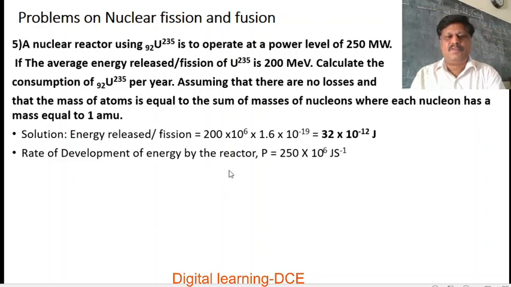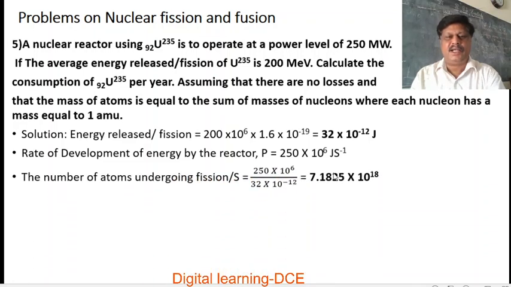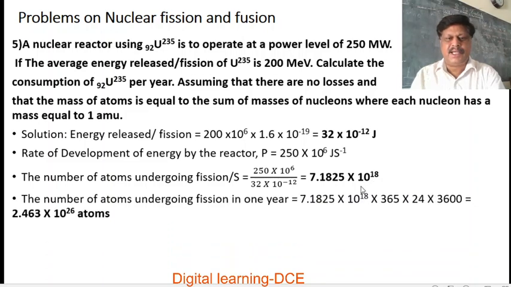The rate of development of energy by the reactor, P, is equal to 250 megawatt, that is 250 into 10 power 6 joule per second. The number of atoms undergoing fission per second is then given by 250 into 10 power 6 joule per second over 32 into 10 power minus 12, which gives rise to 7.1825 into 10 power 18 atoms undergoing fission per second.